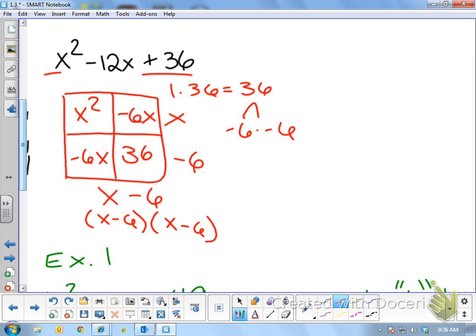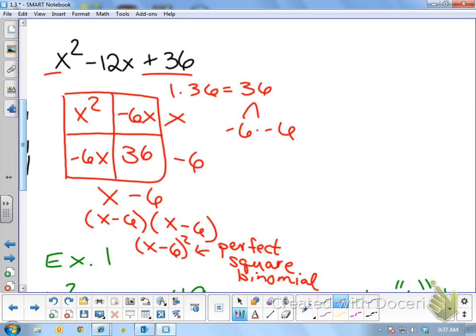Just the first one has to be negative. Okay, so then we need to rewrite it. We can rewrite this as x minus 6 squared. This right here is called a perfect square binomial. Are we going to do that little cheat chart? No, because it's not equal to 0. So this is called a perfect square binomial.